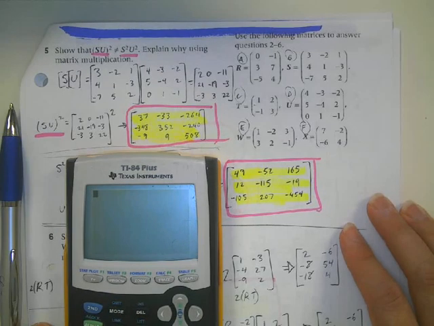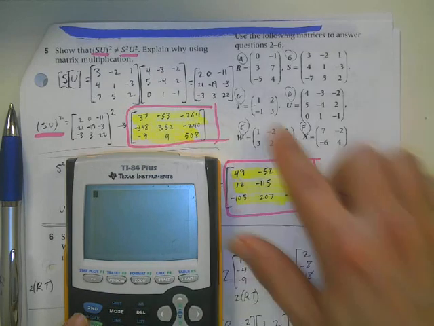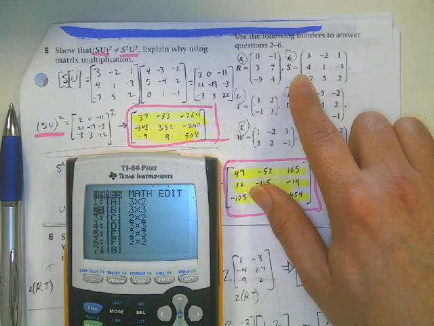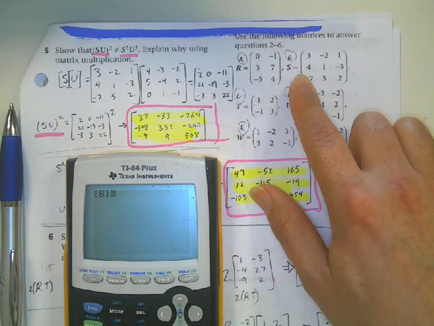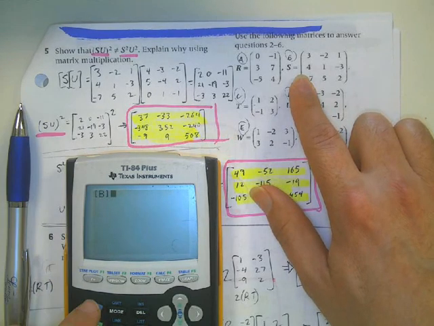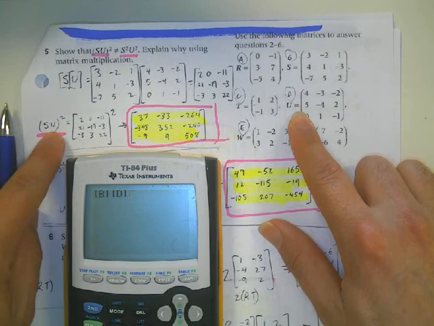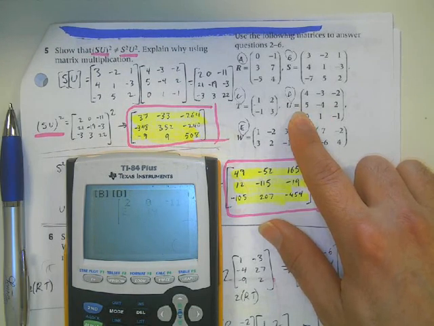So matrix S is B, so second matrix B, times U. U is matrix D. Enter. So when I multiply S times U, we get this. And if I take this answer and square it, it gives me this matrix here.